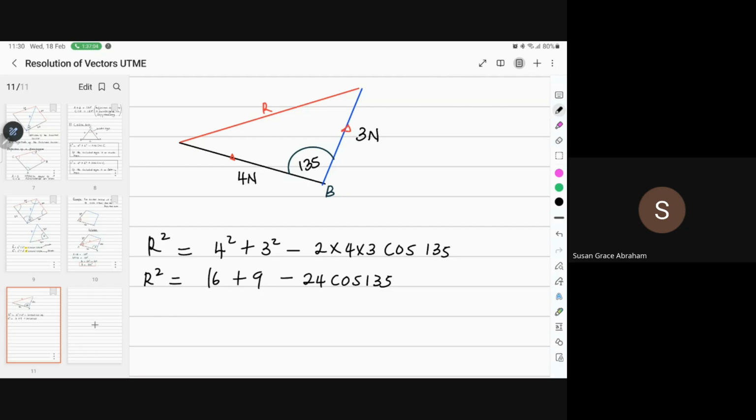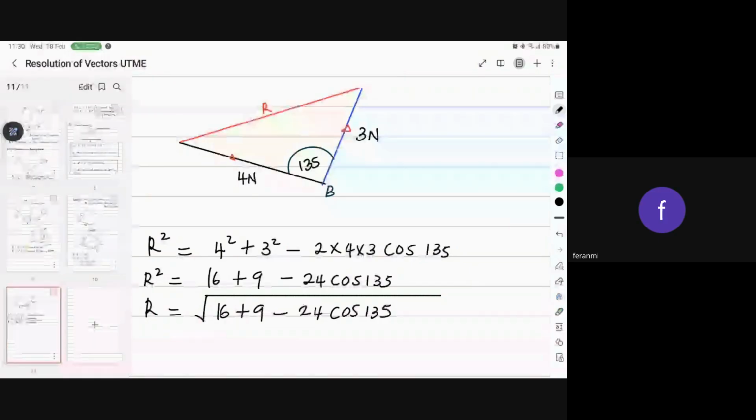Let me put r. I have r squared. Square root of everything. Use minus there. If this works for obtuse and acute, then there's no need of us stressing ourselves. So let me check again. Let me use 45. Let's check something real quick. 4 squared, 3 squared, and this is cos 45.